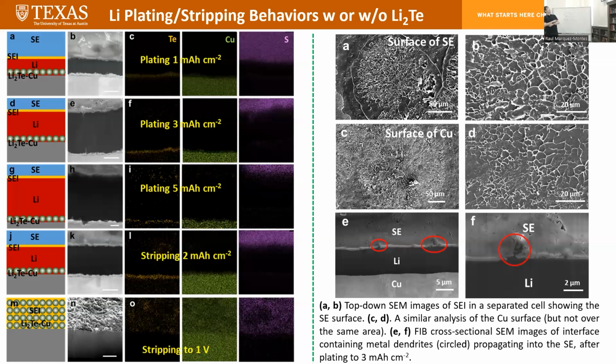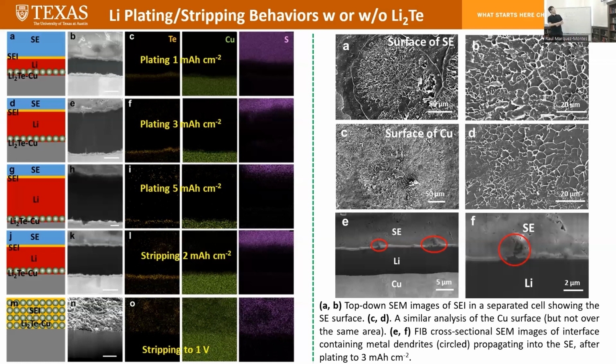By varying the plating capacity from 1 milliamp hour all the way to 5 milliamp hour, you only see the increase in the thickness of lithium, but all other features remain relatively stable. All of this tells us that those layers are pretty stable during cycling, which is good because you don't want those layers falling off.